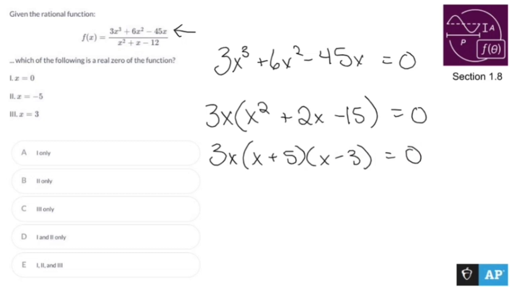So our real zeros are going to be when u equals 0, so 0. When x plus 5 equals 0, you would subtract 5 and get negative 5. And when x minus 3 equals 0, you would add 3 and get 3. Those are our real zeros. So 0, negative 5, and 3. So all of them. Okay?